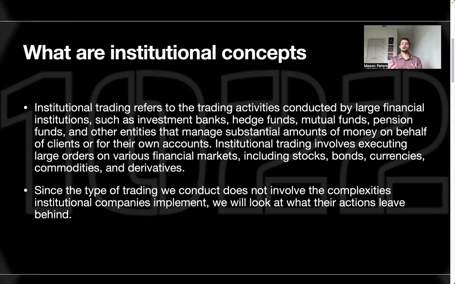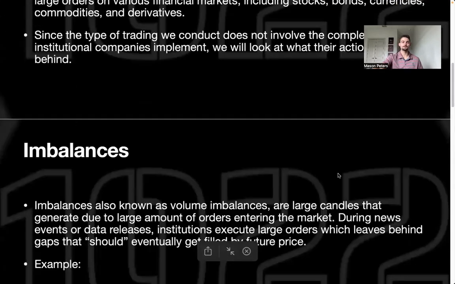And when a large amount of these come together and place an order on a specific asset over a short period of time, it tends to create these large discrepancies in price. So institutional trading involves executing large orders on various financial markets, including stocks, bonds, currencies, commodities, and derivatives. Since the type of trading we conduct does not involve the complexities institutional companies implement, we will look at other actions. We will look at what their actions leave behind. That's a much better way to put it, what they leave behind.